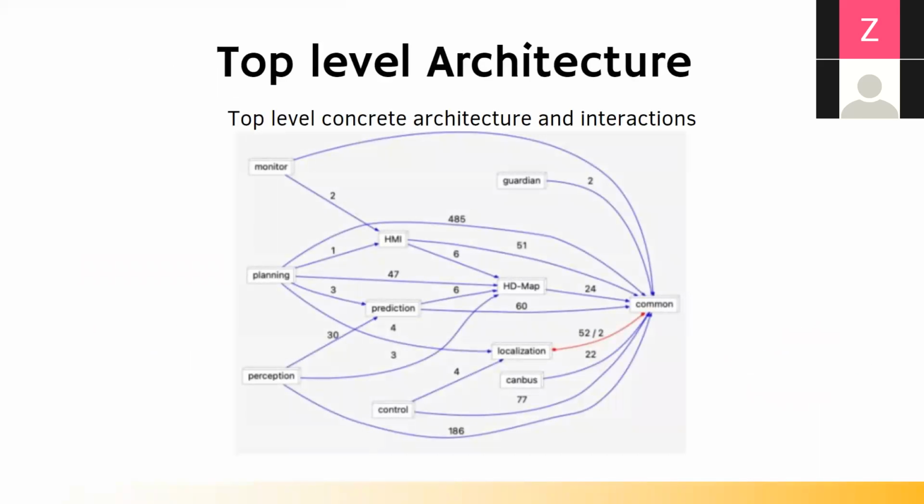As shown in this slide, there are 11 main subsystems. We can find interactions between them. For example, a monitor module interacts with the human-machine interface module. The planning module has interactions with several modules such as HD map, prediction, and localization. Perception module interacts with the prediction and HD map modules. Human-machine interface and the prediction module both have interactions with the HD map module. The control module interacts with the localization module.